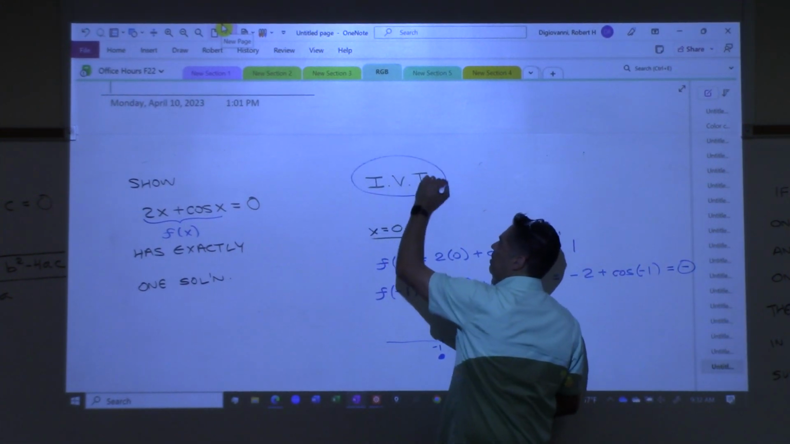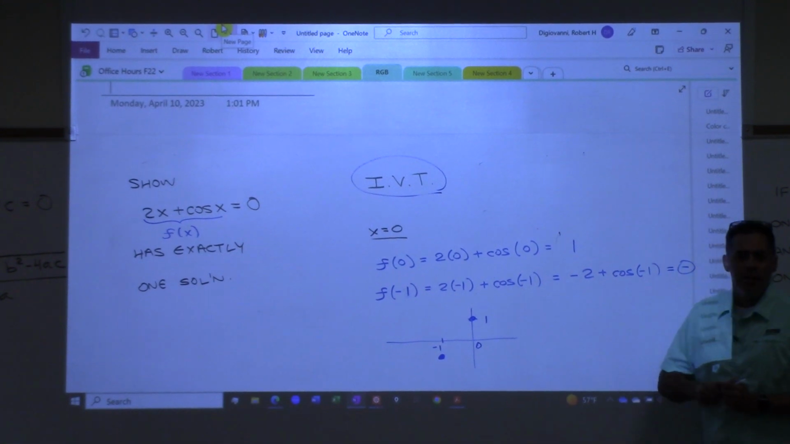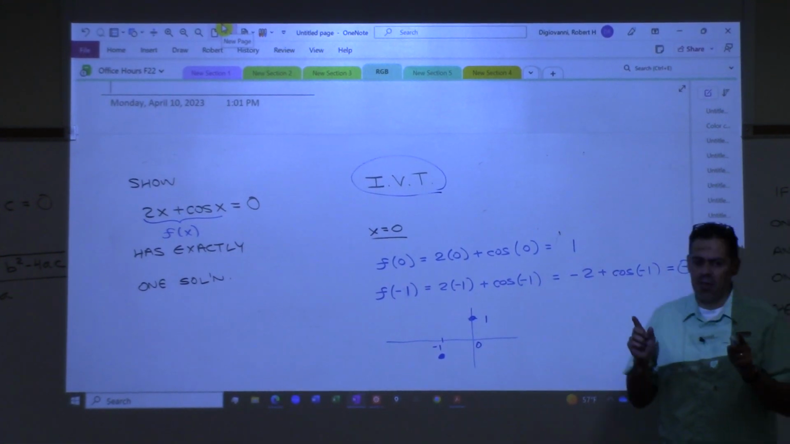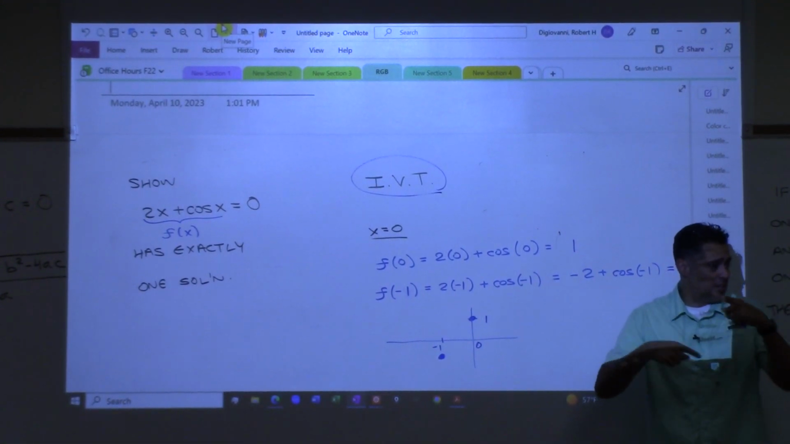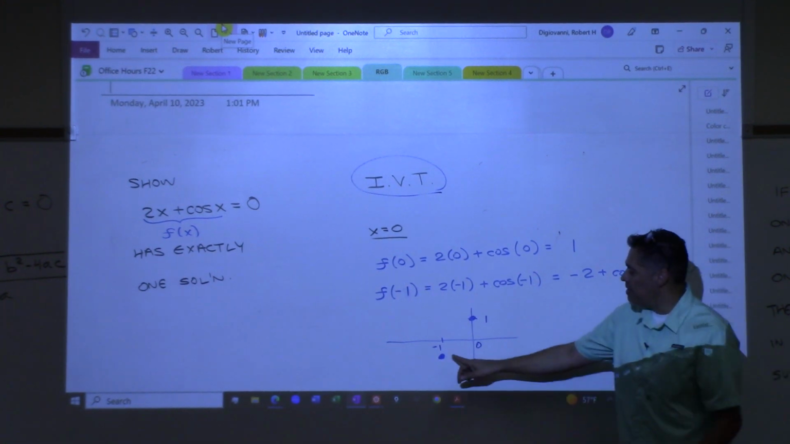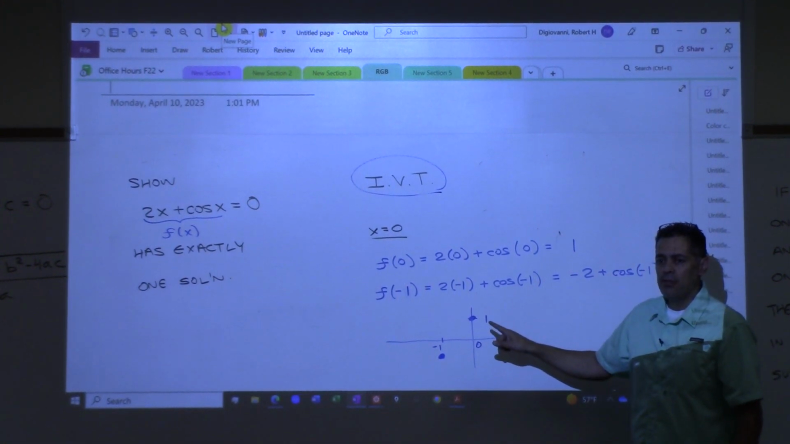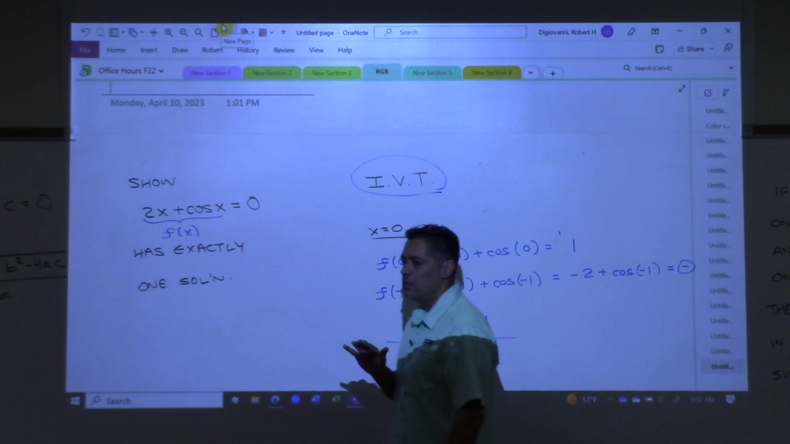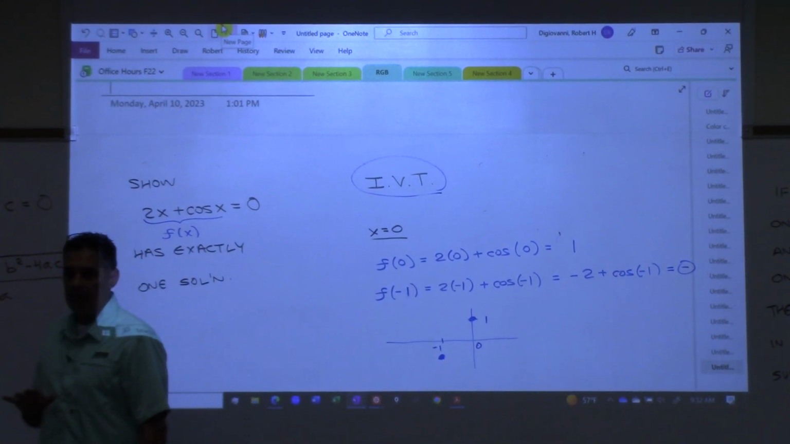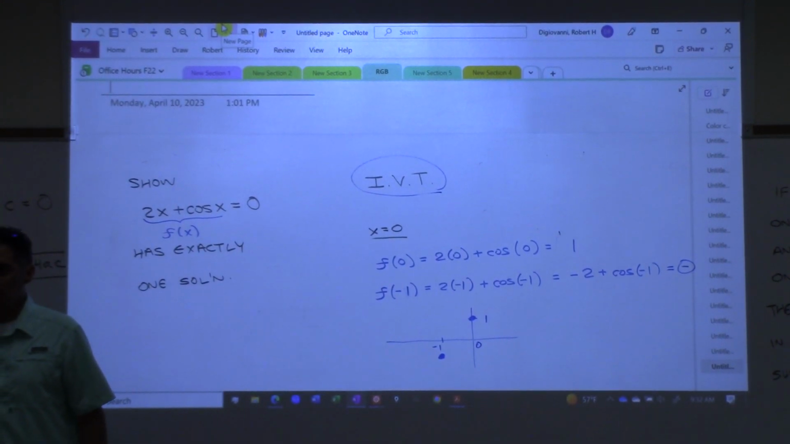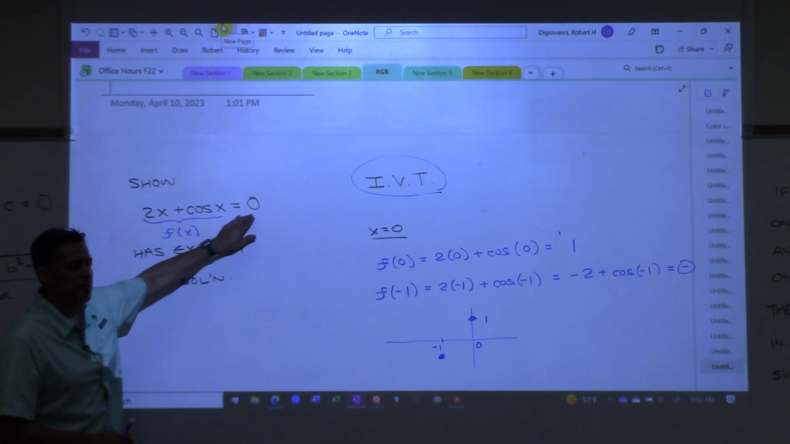We did talk about this, so I'm hoping this kind of rings a bell. What we're trying to show here is that our function went from negative to positive. It changed signs. So if it changed signs, it has to go through 0. So do you all agree that I've shown that there's a solution? Somewhere in there, I have an x-intercept. So somewhere in here, this function is equal to 0.